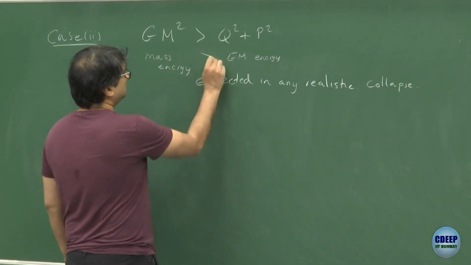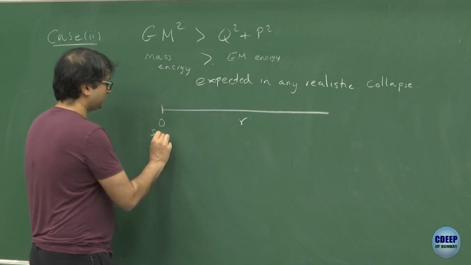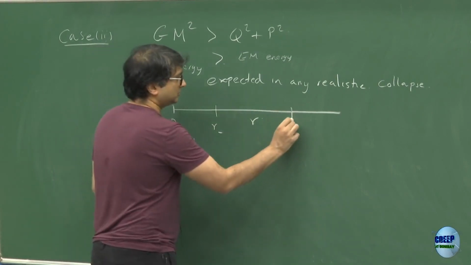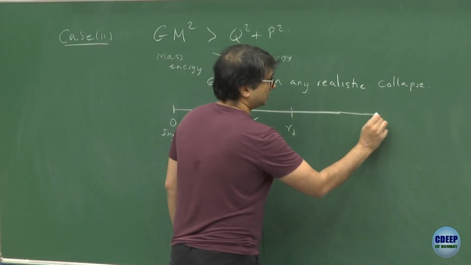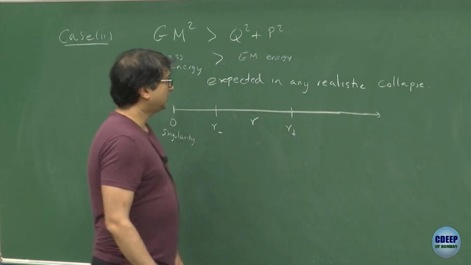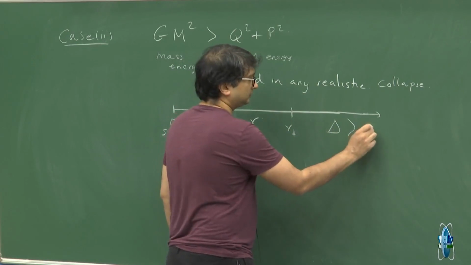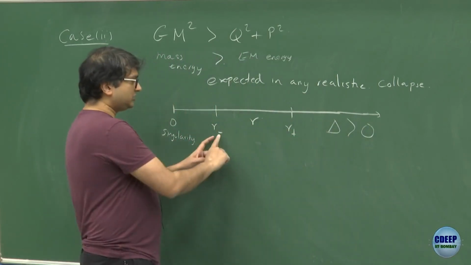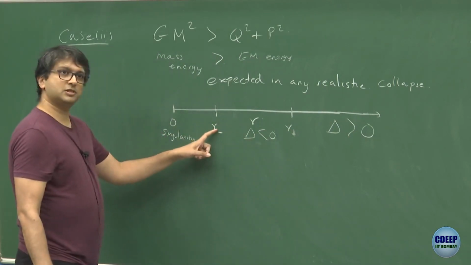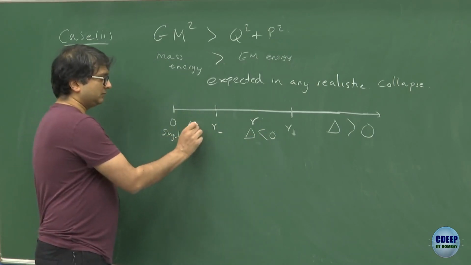And now, if we plot R, we have a singularity at R is equal to 0. We have R minus, we have R plus, and then we have this region beyond R plus. Now, in the region beyond R plus, delta will be positive, the quadratic will be positive. In the region between R minus and R plus, delta will be negative. And again, once I cross over from R minus to this region, delta will be positive.